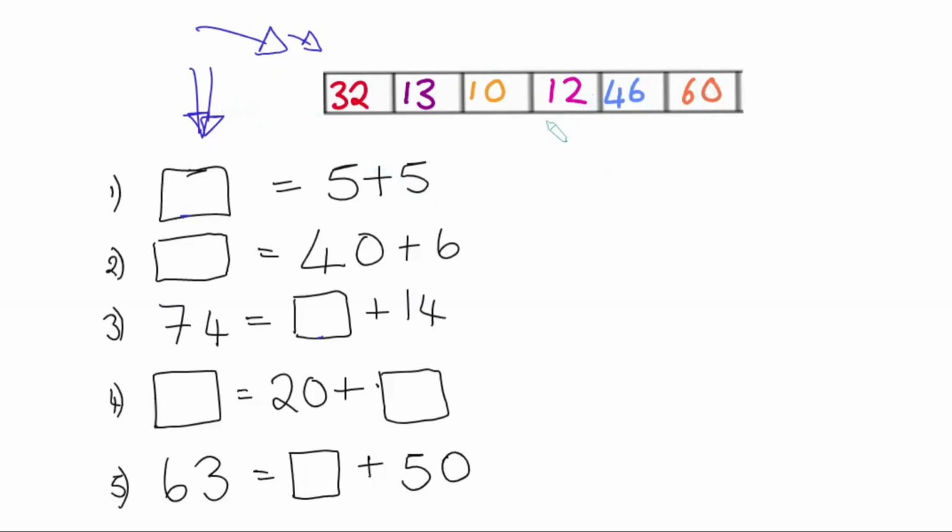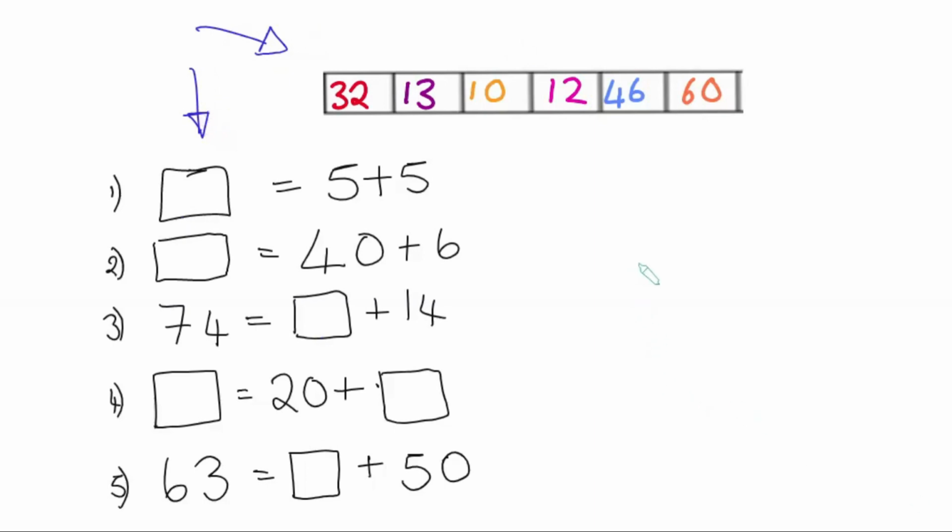Now, the only thing is you can only use each number once. So as soon as we've used a number, we're going to give it a good old tick, or we're going to cross it out, and that will show us that we've already used that specific number and we cannot use it again.